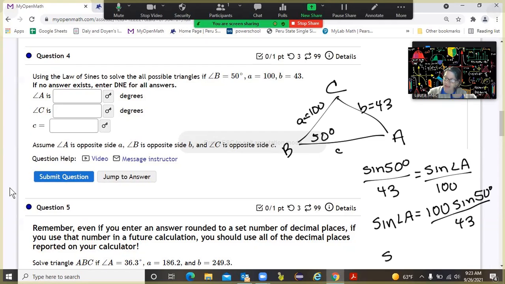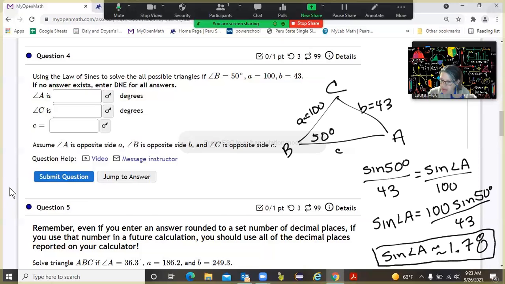So that tells me that the sine of A is approximately, so I'm just going to put this in the calculator. So we've got that sine 50. And again, we're in degrees. So we've got that sine 50 times 100, and then we're going to divide that by 43. So this is about 1.78. All right, this is a problem. So look at this and see if you can figure out what's wrong with this.